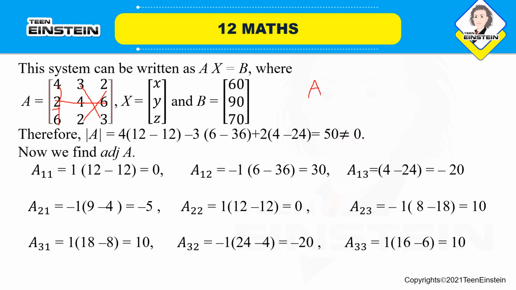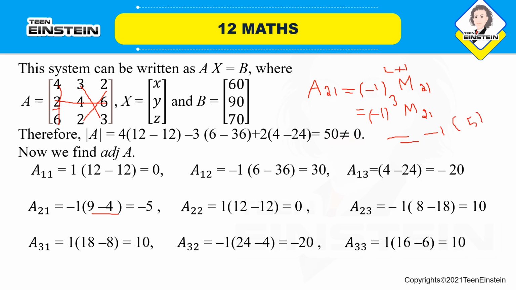Because what is the definition? A21 is minus 1 to the power 2 plus 1 into the corresponding minor M21. So this is minus 1 whole to the power 2 plus 1, which is 3, into M21. What is M21? We have calculated it is 9 minus 4. So this is minus 1 into 5. So what we are getting is minus 5.